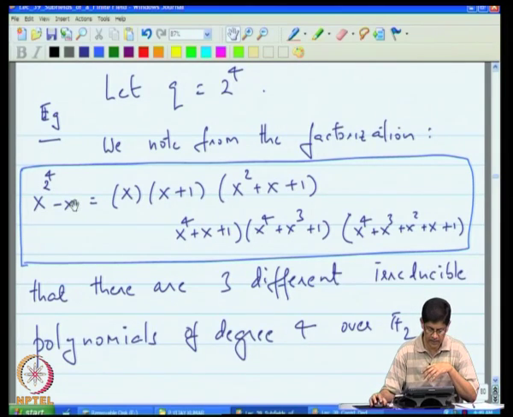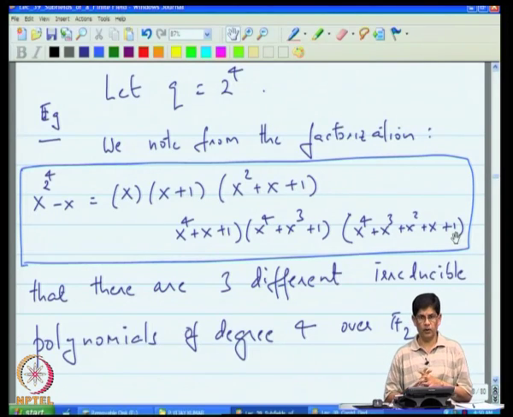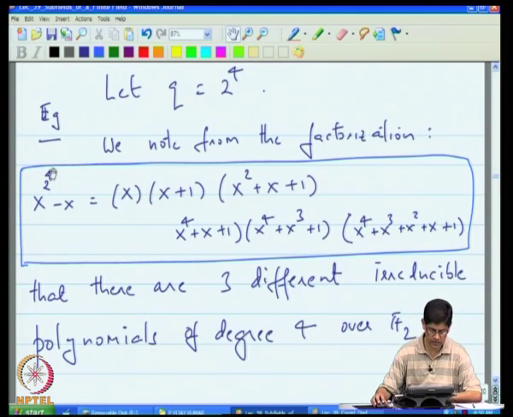to the 2 to the 4 minus x is really the product of all the irreducible polynomials whose degree divides 4. So that means that all the irreducible polynomials of degrees 1, 2 and 4, because 1, 2 and 4 are the only divisors of 4, all appear here. There are no other irreducible polynomials. So it is interesting that by factoring a single polynomial, you can with finite fields recover all irreducible polynomials whose degree divides the exponent here, that is 4.